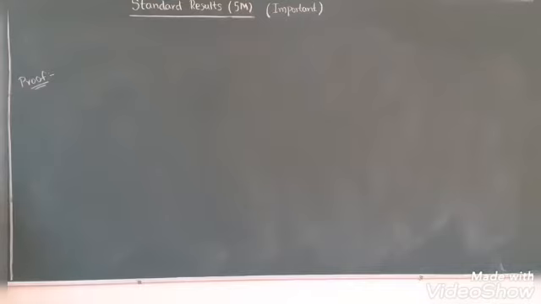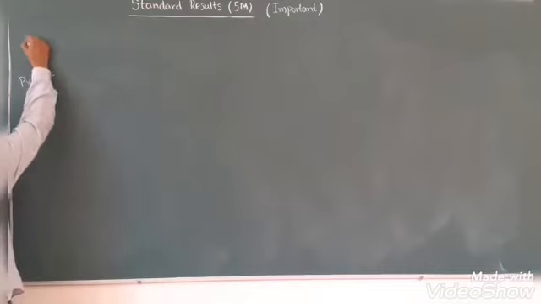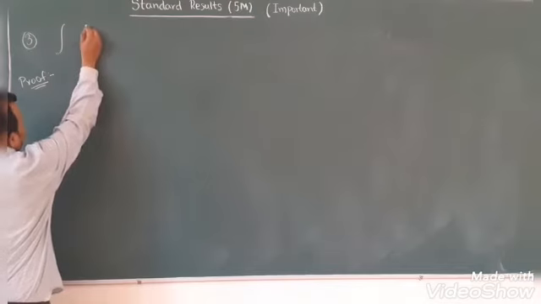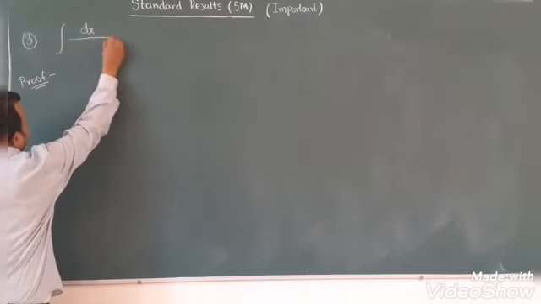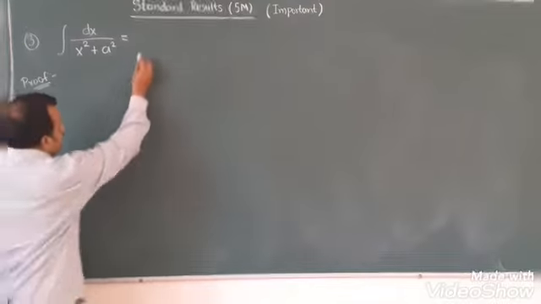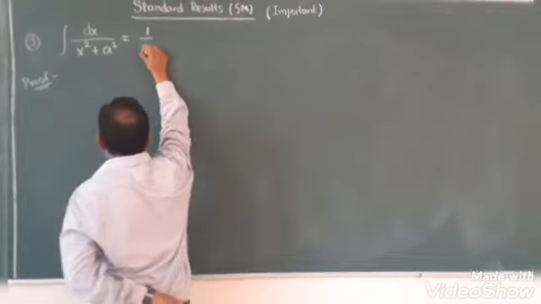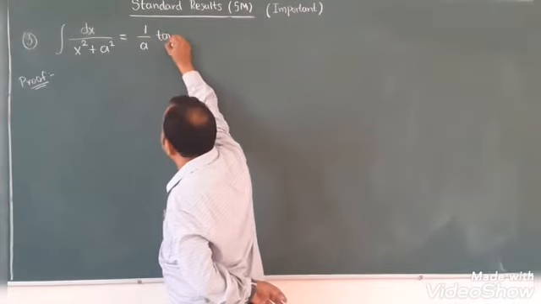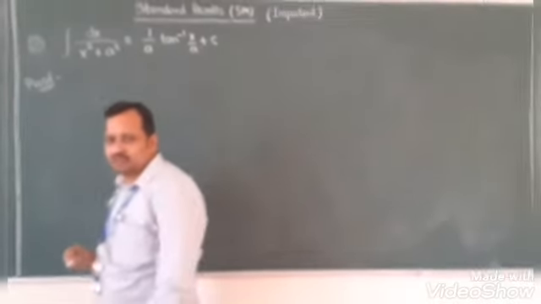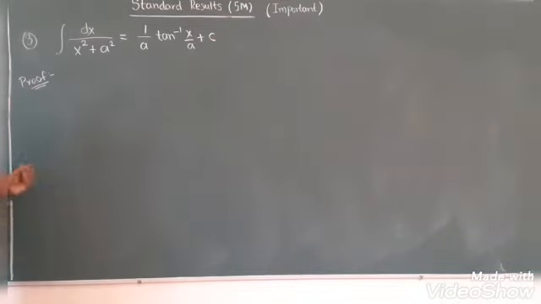If you see the first two results, the proof is the same for both. Let us see the third result. The third result is integral of dx divided by x square plus a square, and the value is equal to 1 by a into tan inverse x by a plus c. Very important result. Let us see the proof of this.